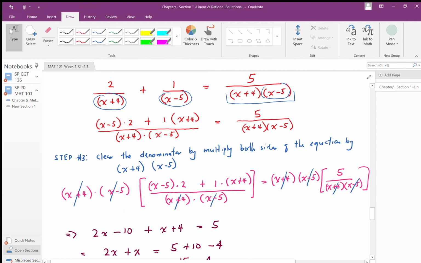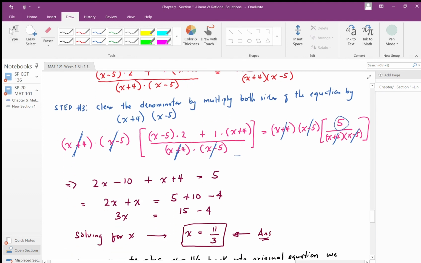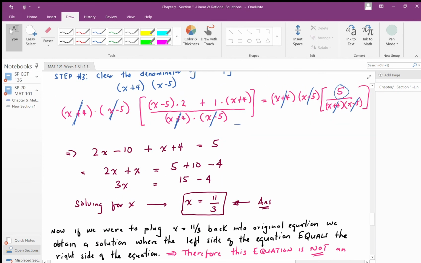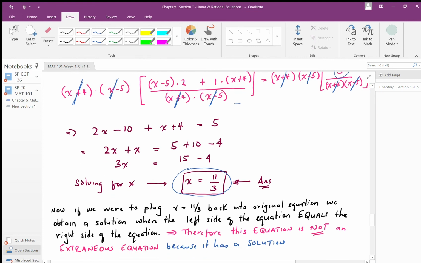So we multiply through, and you see that this denominator cancels out with the x plus 4, and the x minus 5 also cancels out, and we're left with this expression on the left-hand side of the equation. On the right-hand side, we're left with only 5. We begin to expand, taking x to the left-hand side and the coefficients on the right-hand side. You're going to get x equals 11 over 3.